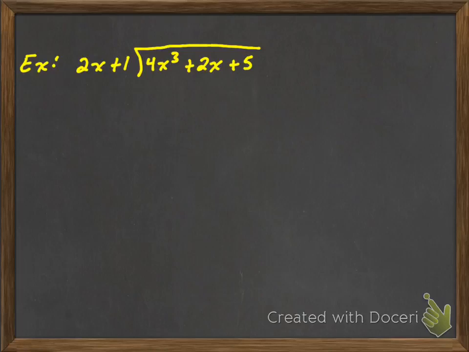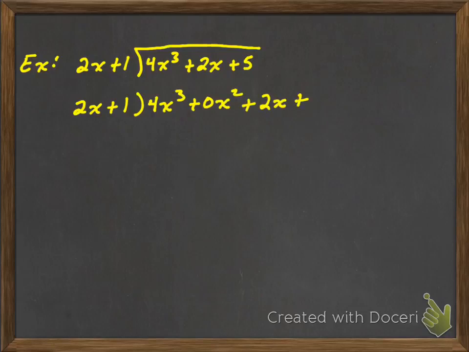All right, here's a situation with a couple of issues here. The first issue that I see is we do not have a 1 in front of the x. And the second issue I see is that we do not have an x squared term. So these are things you want to look for before you start working the problem out. All right, so let's rewrite the problem with the 0 in the placeholder. So we'll have a plus 0x squared plus 2x plus 5.